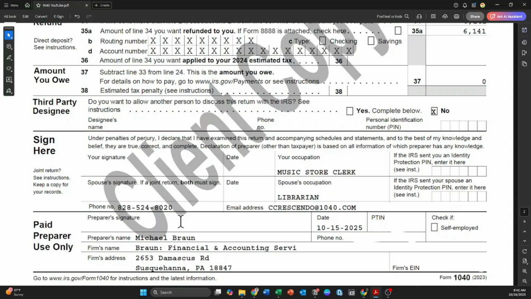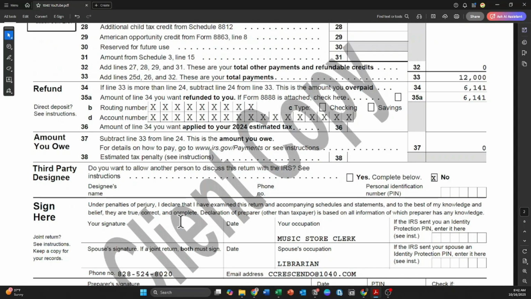So other than that, that kind of sums up a Form 1040. It's relatively a basic form in the sense that it's a summary of what happened throughout the year in regards to your income and how much you actually have paid into the year and how much your tax liability is going to be.